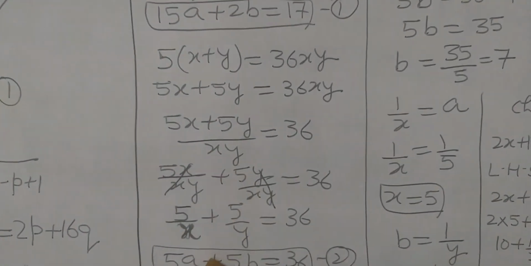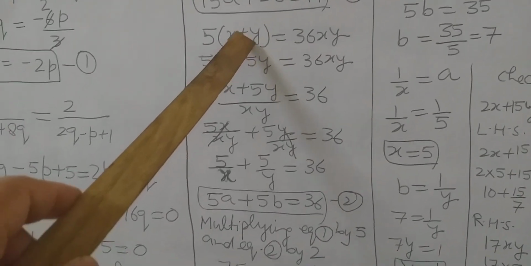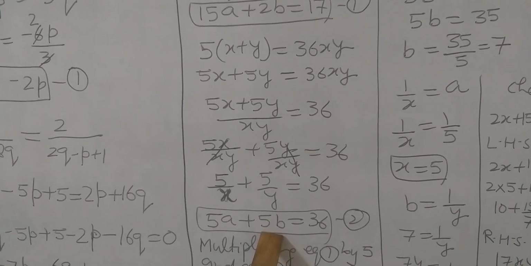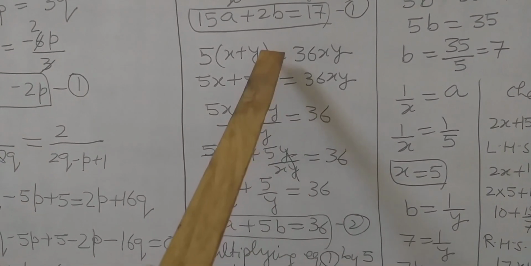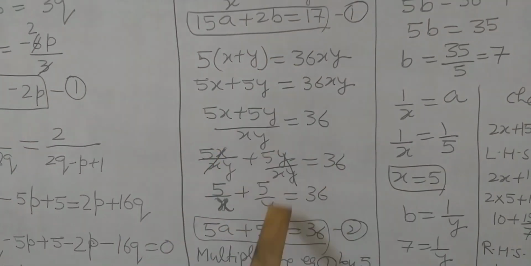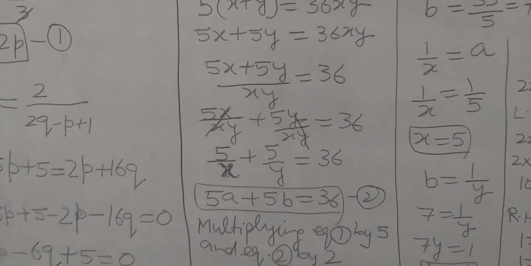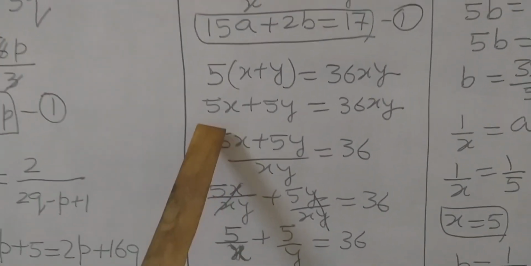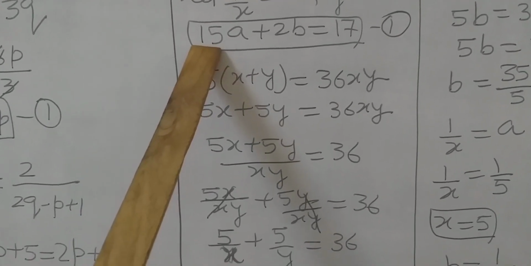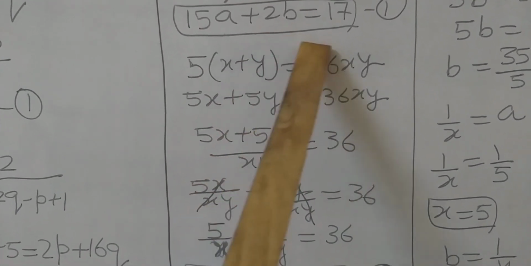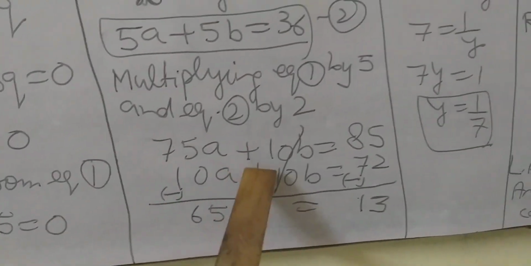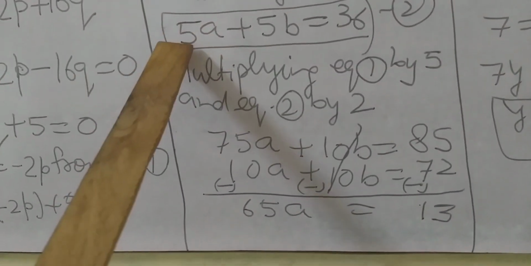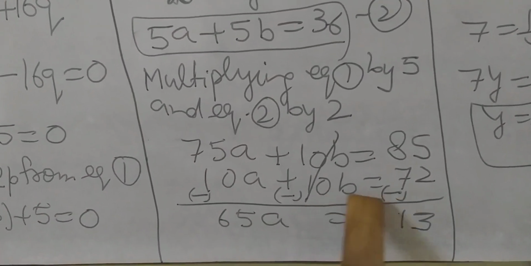To equate the coefficients, students, in these two equations, I am going to multiply the first one by 5 and the second one by 2. Okay? So that the coefficient of b will be equal. So multiplying equation number 1 by 5 and equation number 2 by 2. When this equation is multiplied by 5, it will become 75a plus 10b equal to 85. And this equation we have to multiply by 2, students. So 10a plus 10b equal to 72.